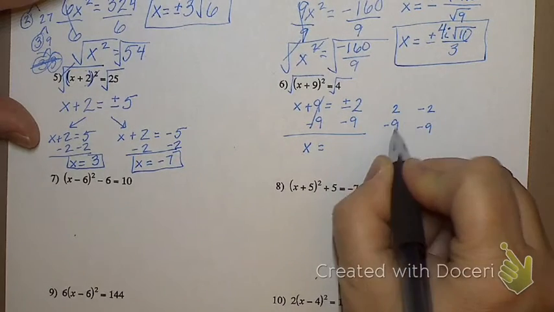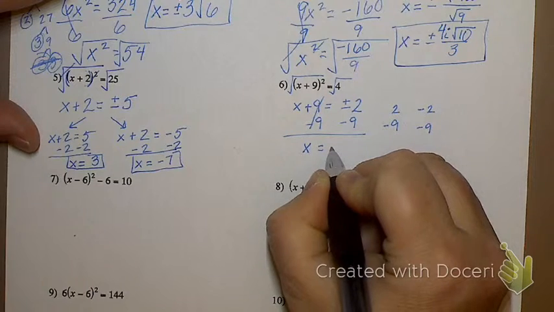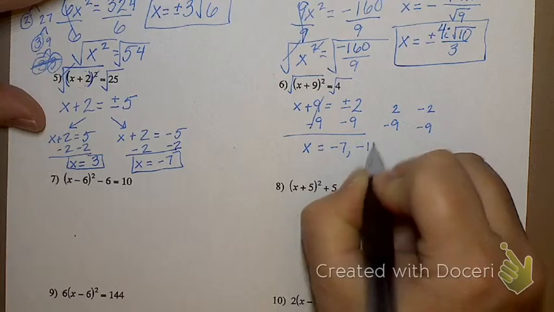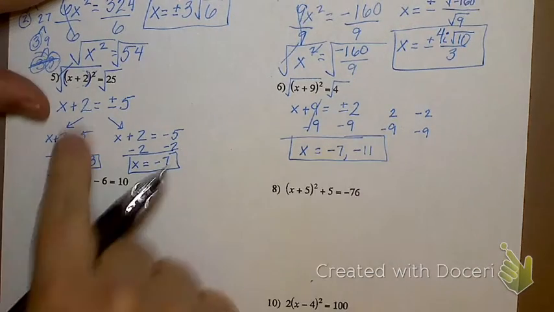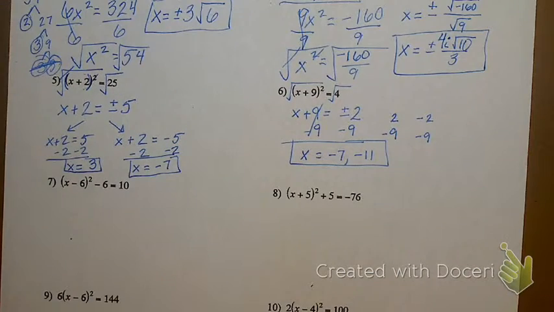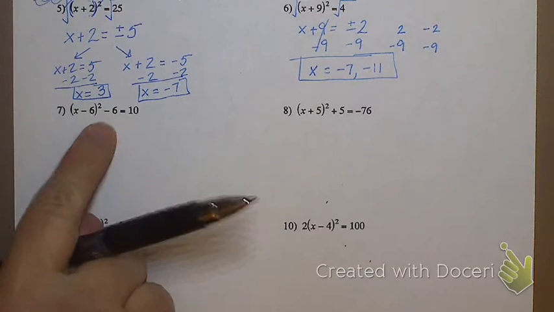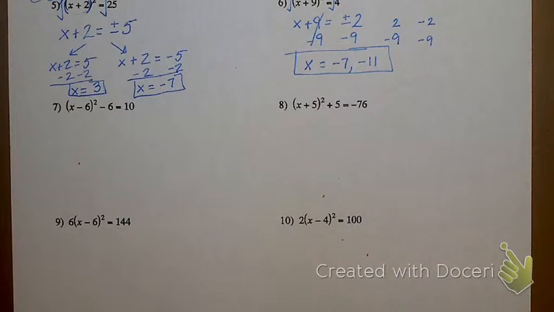What is positive 2 minus 9? Negative 7. And what's negative 2 minus 9? I can do it like that without having to spend all that time writing. Does that make sense? Okay. All right, how is number 7 different? It's not by itself. So what do you think I need to do first?